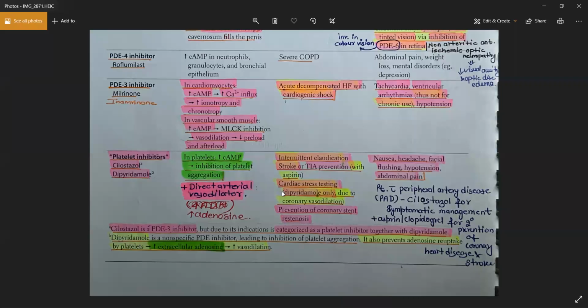Second thing, you will use these drugs for cardiac stress testing because of the supply-demand mismatch. We have discussed this already. If you give the patient dipyridamole, they will increase cyclic AMP in the heart. They will cause increased contractility and increased heart rate, so the oxygen consumption can be increased.